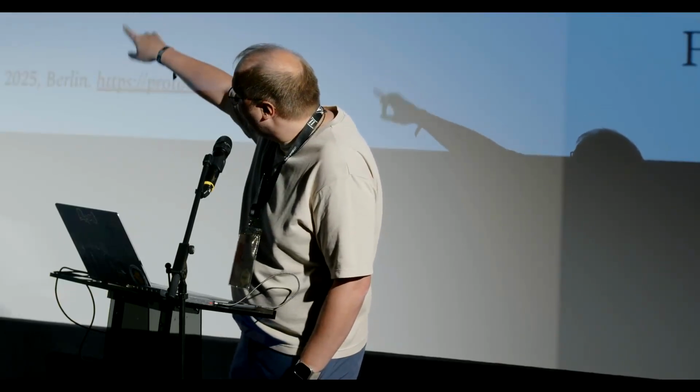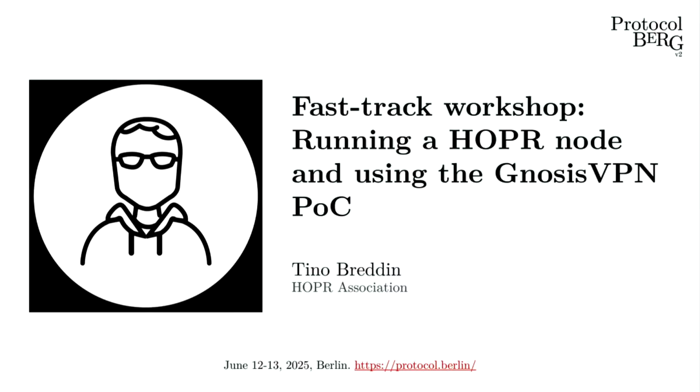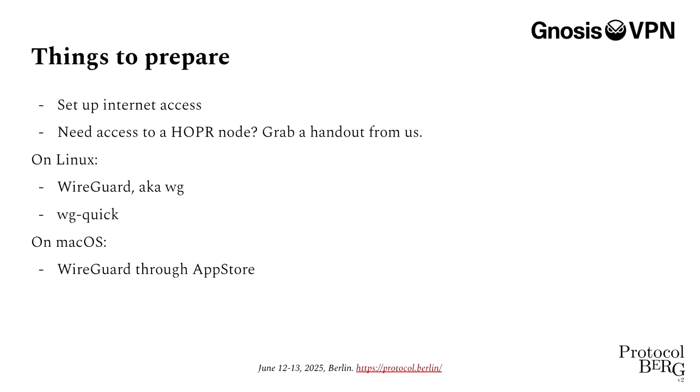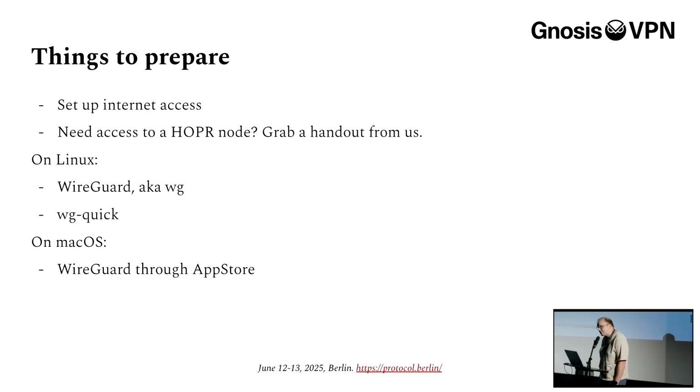I prepared a little bit of information on what you need to have installed to follow along on what I'm going to show you. So if you want to participate, make sure you have WireGuard installed on Linux, WG Quick installed. And if you need access to HOPR if you don't have one running yourself yet, we have some handouts up here on the table, which have the required information for this workshop for a temporary node, which you can freely use in order to get yourself set up in this workshop.